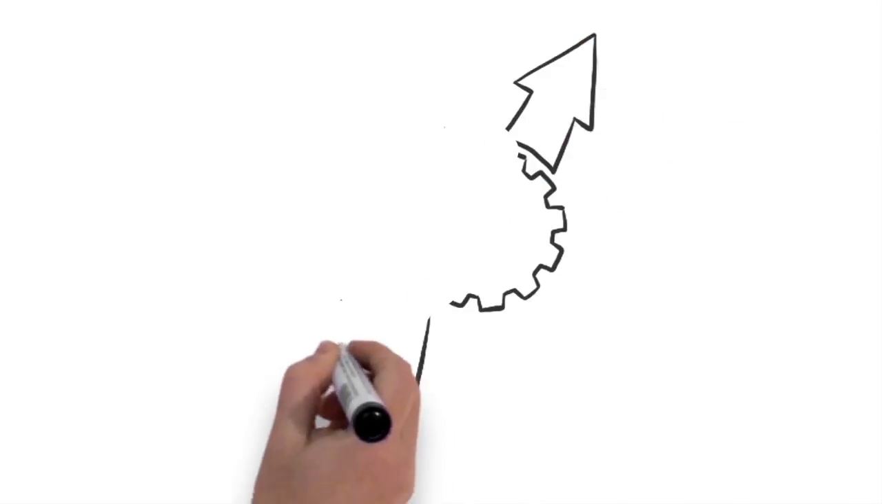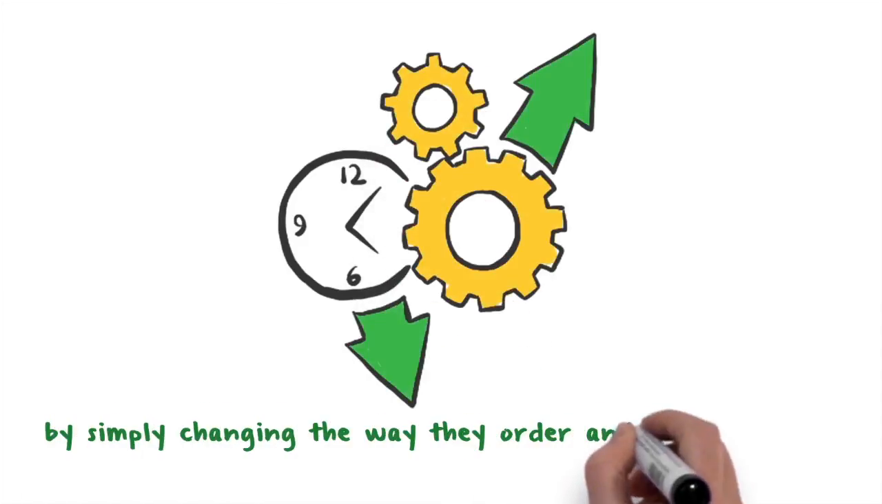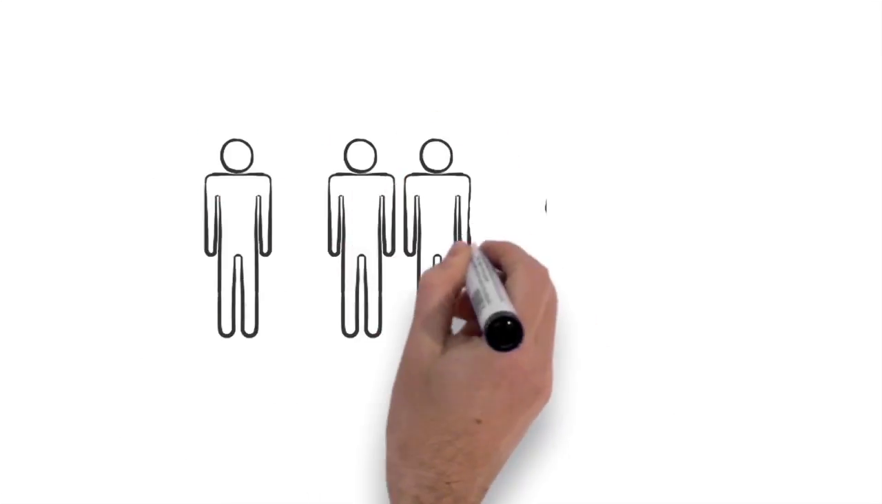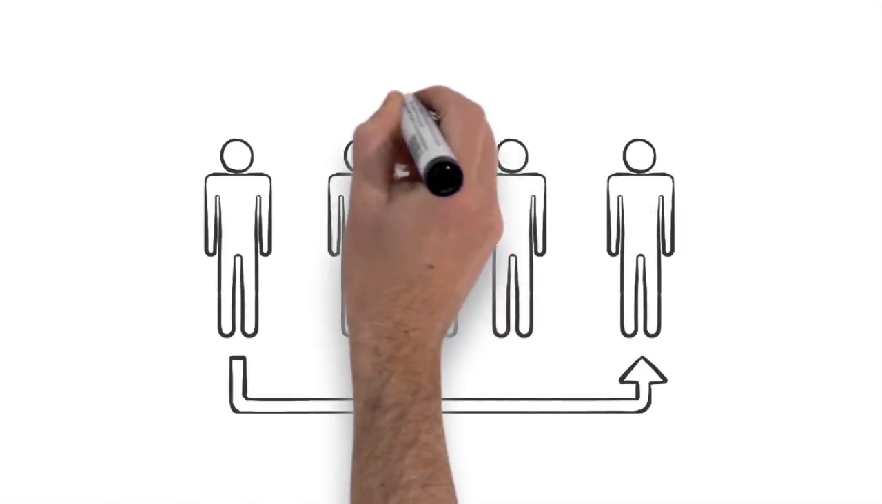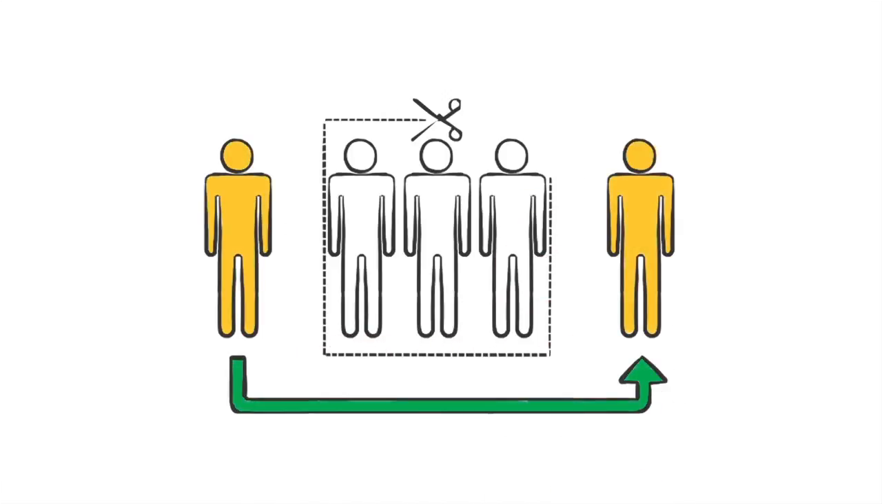We help auto repair shop owners increase their efficiency as well as profits by simply changing the way they order and purchase parts. Here's how we do this. We simply cut out the middleman. Now you can get parts directly from the same manufacturers used by your current suppliers for a significantly lower cost.